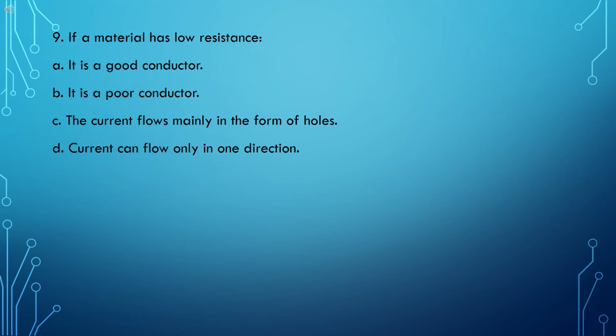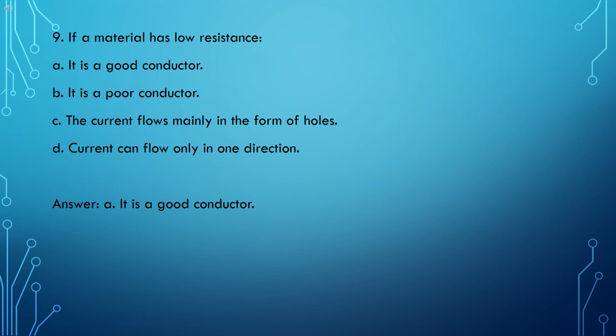Question number 9. If a material has low resistance: letter A, it is a good conductor; letter B, it is a poor conductor; letter C, the current flows mainly in the form of holes; letter D, current can flow only in one direction. The answer is letter A, it is a good conductor.